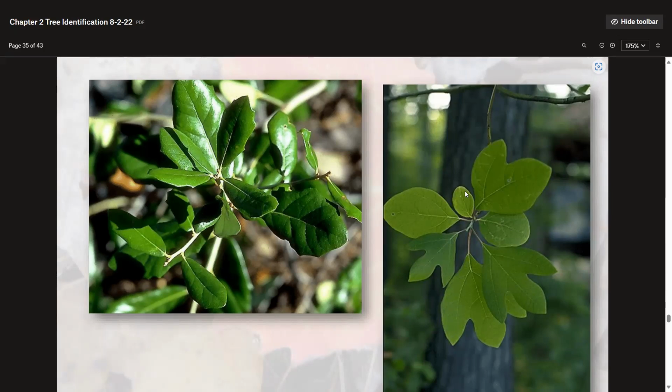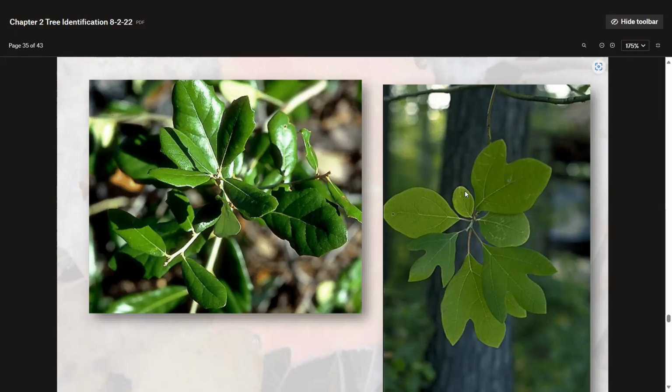Okay, let's see. It's got one like a mitten. It's got one like just a regular broadleaf, right? And then one that's split out in 3. So if you guessed this was a sassafras, you'd probably be correct. It's got 3 different leaf types.